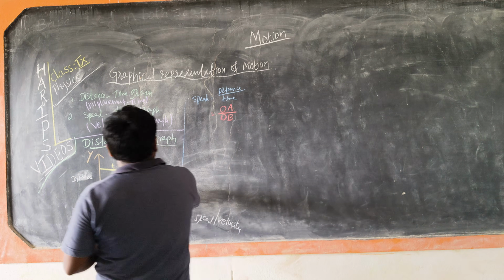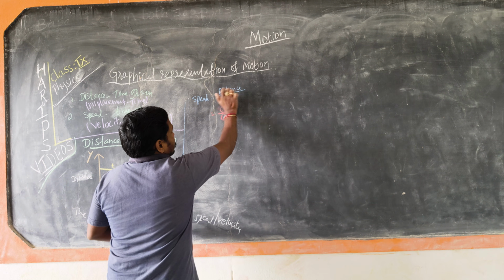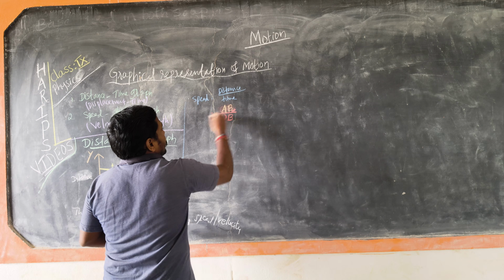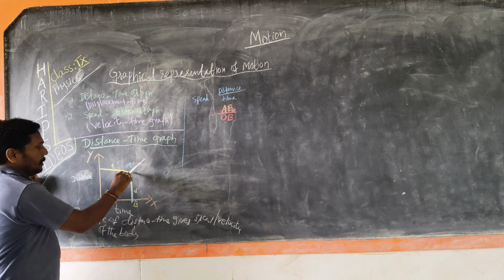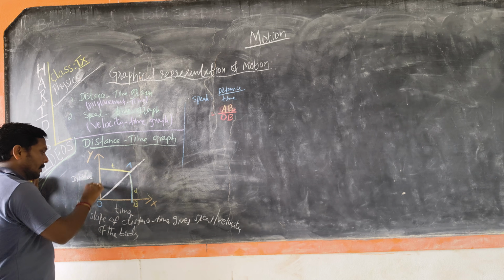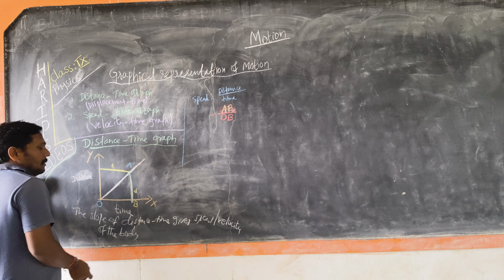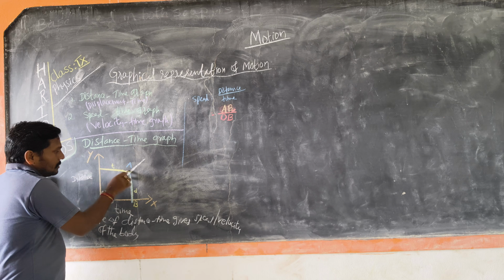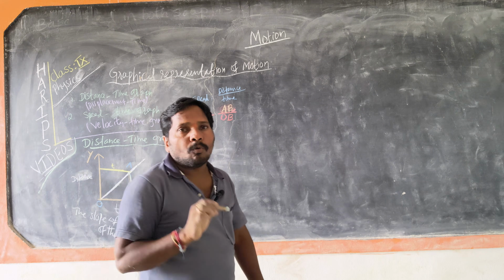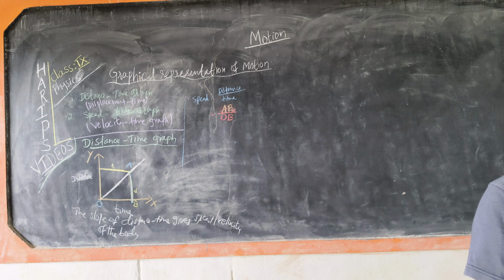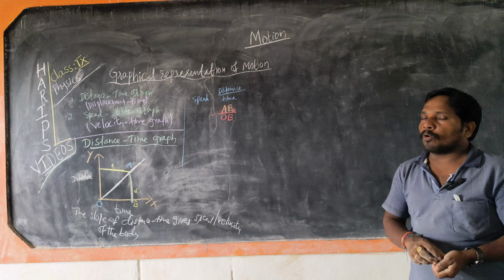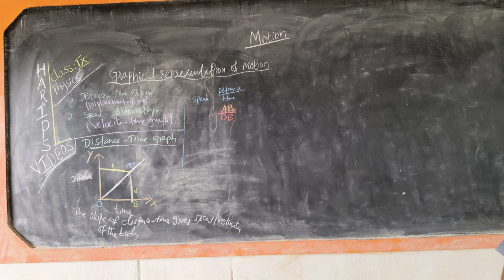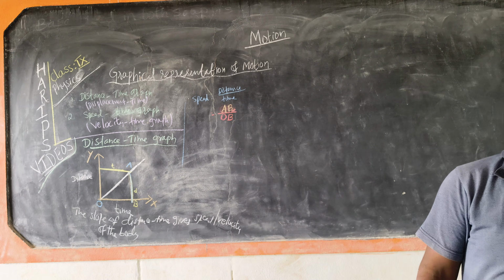So speed is equal to AB by OB. Sorry for that. AB by OB. Here AB represents the distance covered and OB represents the time. So AB by OB represents the speed. AB by OB is known as the slope or the gradient of the graph line OA.